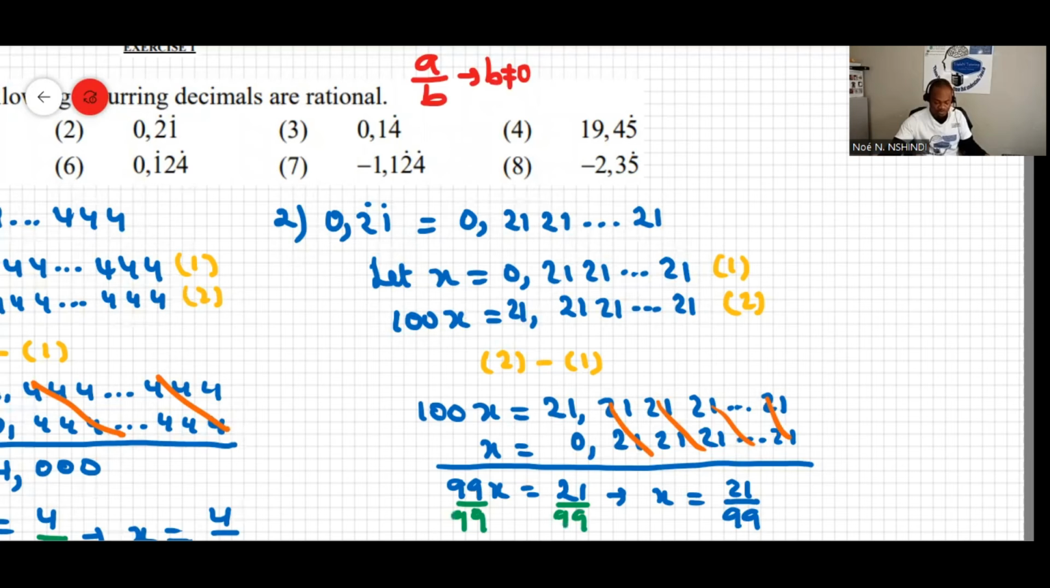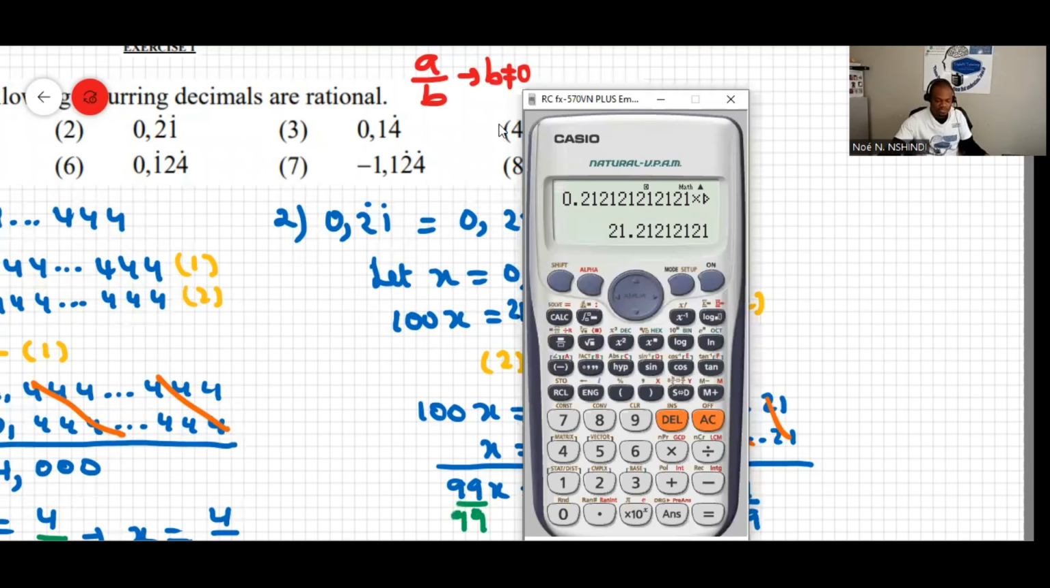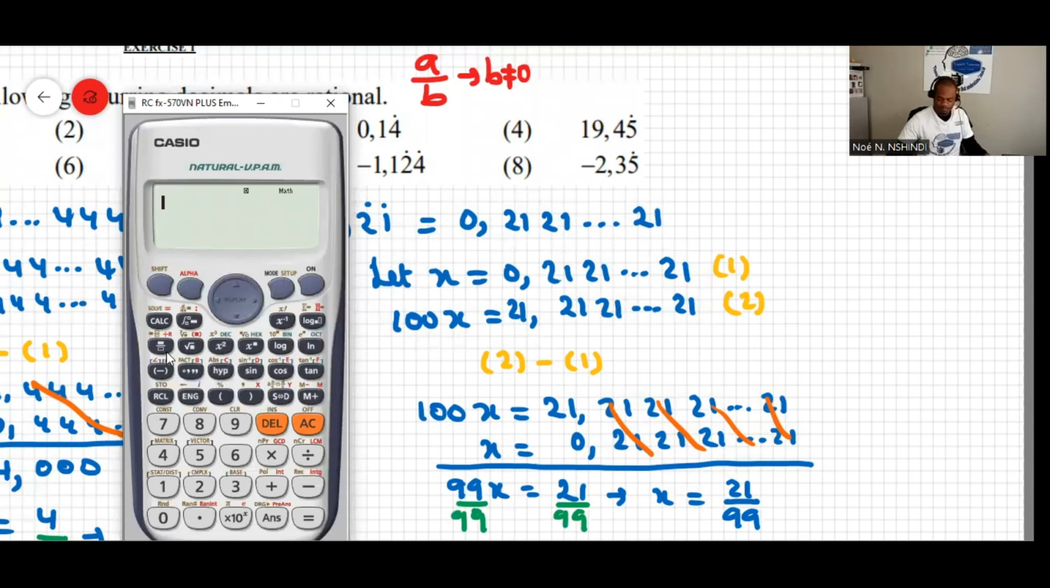You can check on the calculator. If I do 21 over 99 and press equal, then press SD, you see we have 21 in brackets in the decimal part, which simply means the 21 repeats indefinitely.